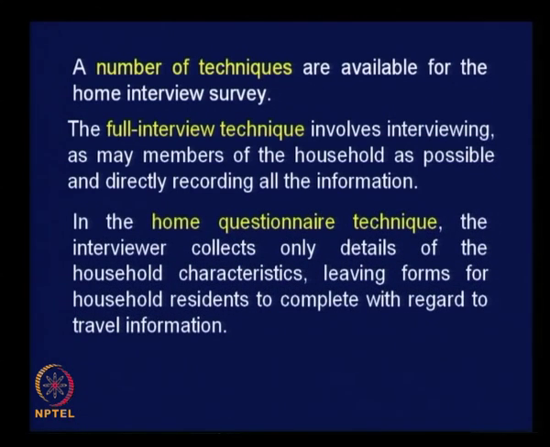In the home questionnaire technique, the interviewer collects only details of the household characteristics. The interviewer visits a household and collects information about the characteristics of the household. What do you understand by characteristics of the household? Information related to social and economic aspects. That alone is collected. The advantage here is you can collect this information from even one of the members of the family, isn't it? You are going to ask about vehicle ownership, employment details, age, sex, etc. So, you can easily get the information even if one member of the family is available, isn't it?